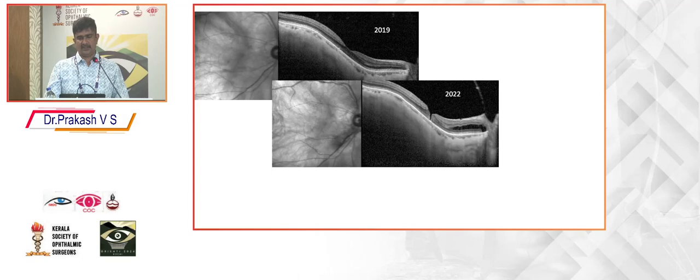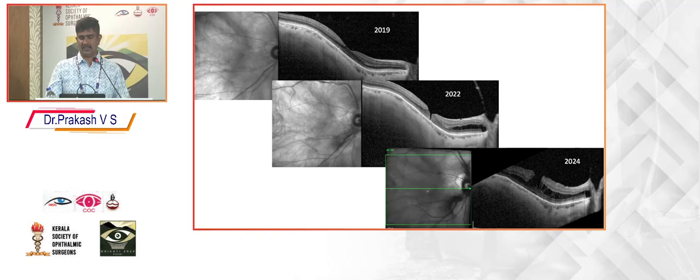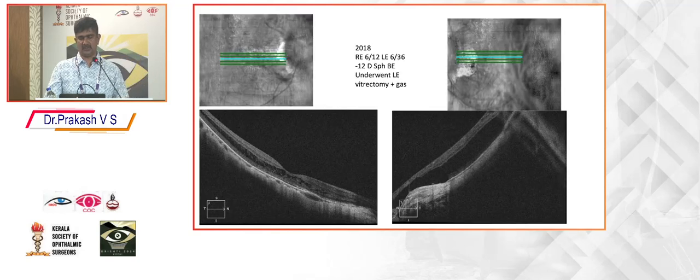So this shows the natural course of myopic maculopathy. This is a picture on the top in 2019. Then you can see there is a full thickness macular hole that is slowly developing, and a few years later there is anterior posterior traction also developing. So that's the way it usually progresses.